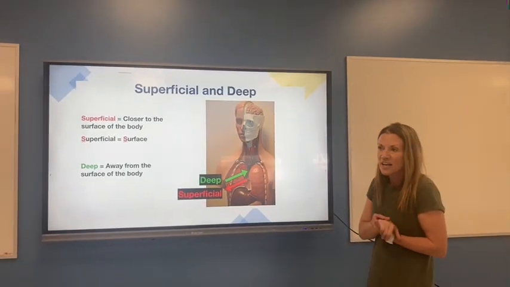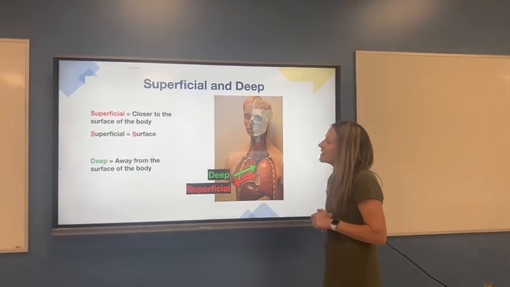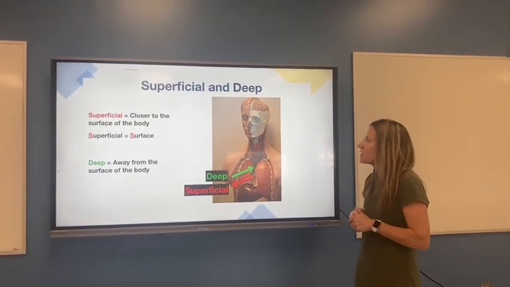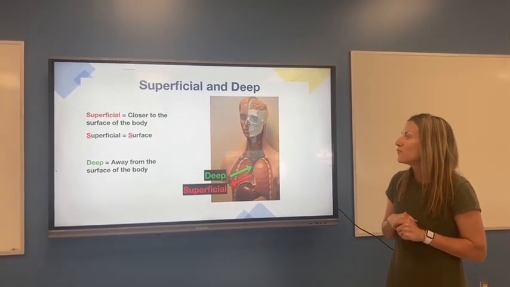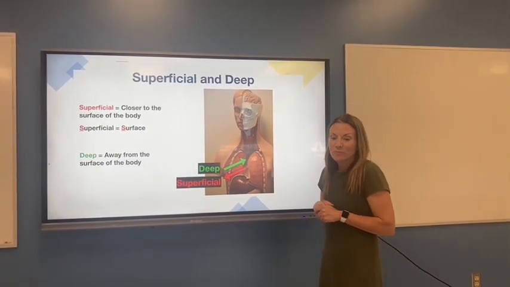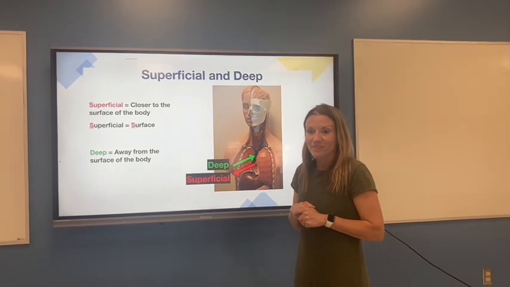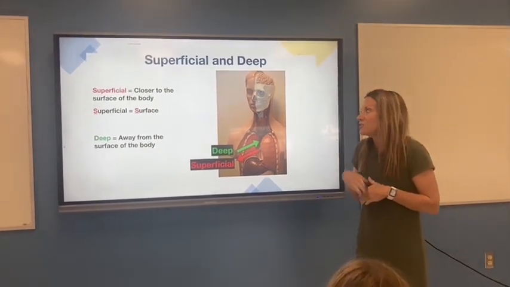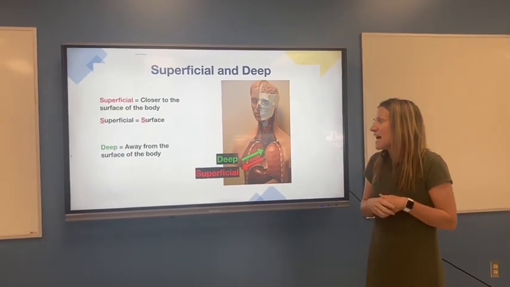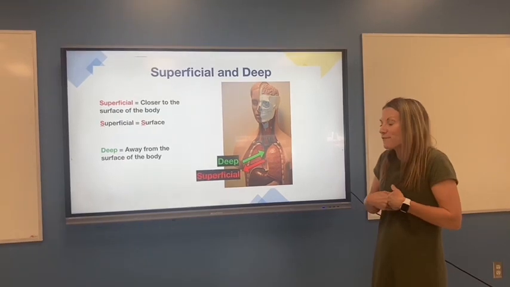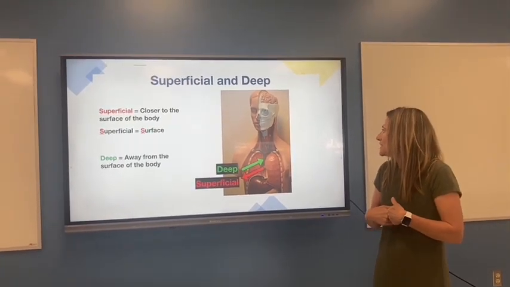Last one. I know this is a lot of note taking and listening, but this is our last one here. The last terms that we use when we're talking about anatomy is superficial versus deep. So who knows what superficial means? Yeah, on the surface. So closer to the surface of the body. Superficial, think surface. And deep means farther in. So away from the surface of the body, or deeper.